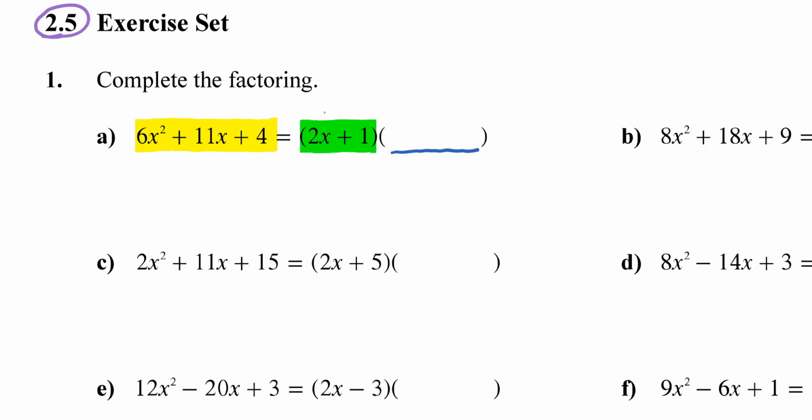Okay, so if we use the FOIL technique, I know that 2 times this has to give me a 6x squared. So 2x times what will give me a 6x squared? Well, that's going to be a 3x, right? So 2x times 3x is going to be 6x squared. And what I like to do is skip to the last part here. My last term here is a 4, and my inner term here is a 1. So 1 times what will give me a 4? So this has to be a positive 4, right? So 1 times 4 gives me the 4 there. All right, so my answer is 3x plus 4.